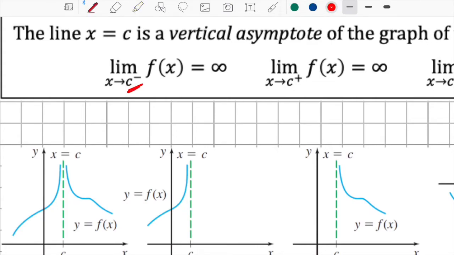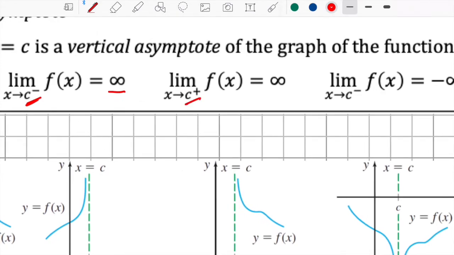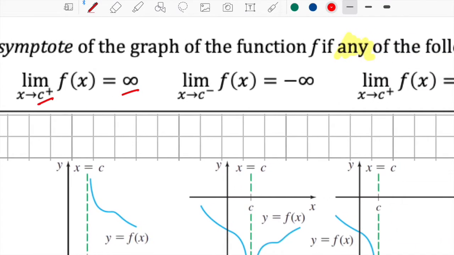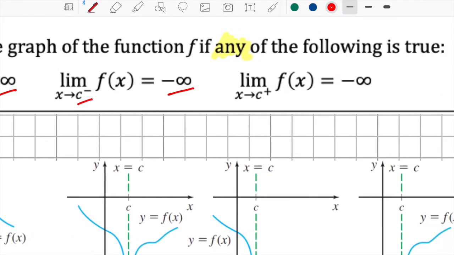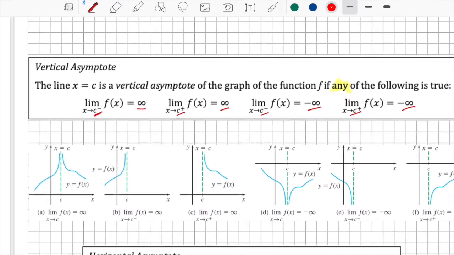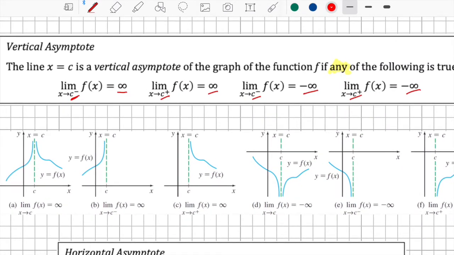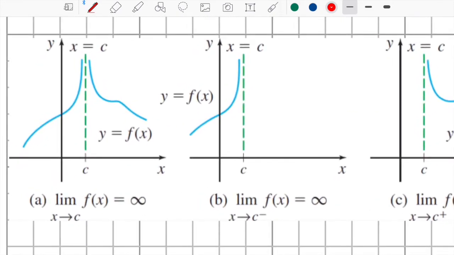If you approach c from the left and you get infinity, that's a vertical asymptote at c, x equals c. If you approach c from the right and you get infinity, that's a vertical asymptote at c. If you approach c from the left and you get negative infinity, again, a vertical asymptote. If you approach c from the right and you get negative infinity, again, vertical asymptote. So anytime you take the limit from the right or from the left and you get one of the infinities, that means that it is a vertical asymptote. Here they are.